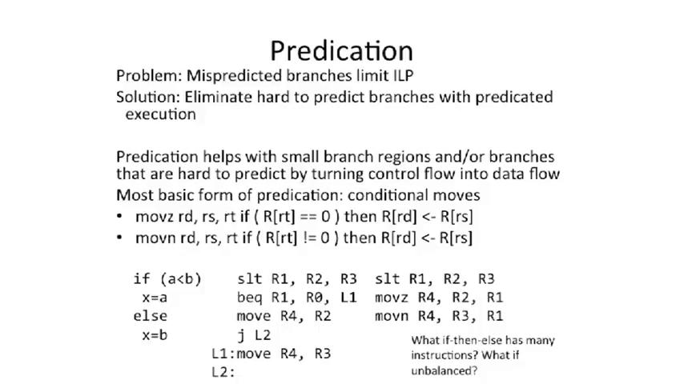Well, one solution is just to eliminate all the hard to predict branches. So you take out the branches that might be hard to predict, so your branch predictor is not trying so hard.